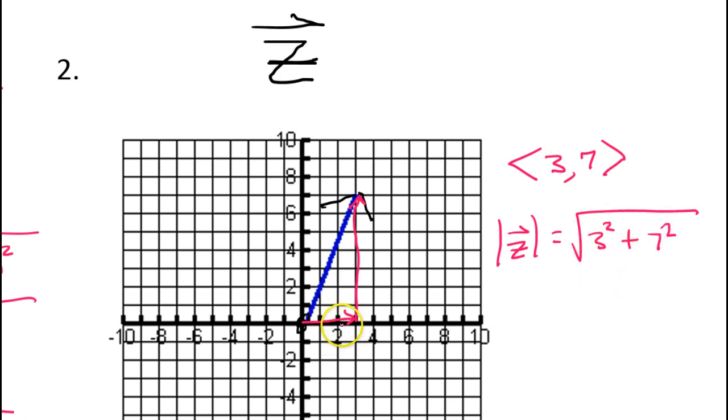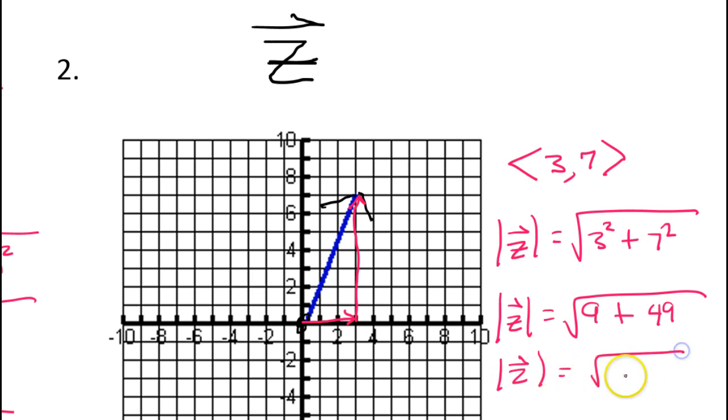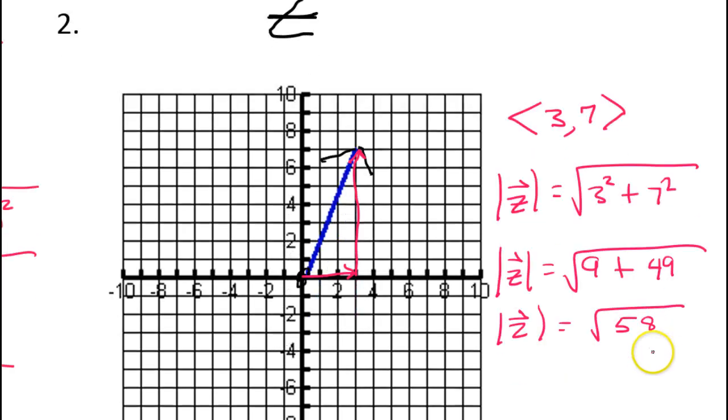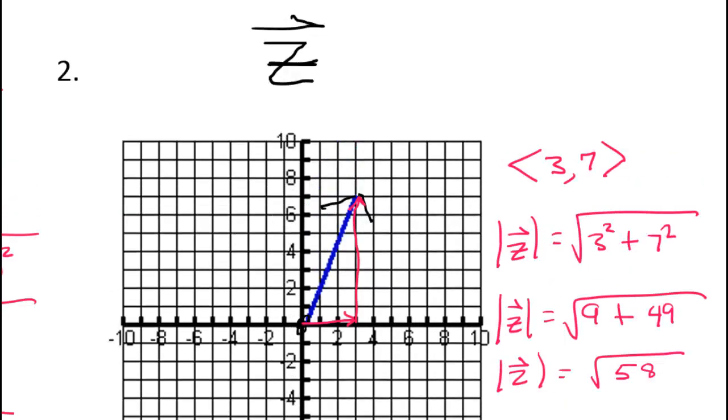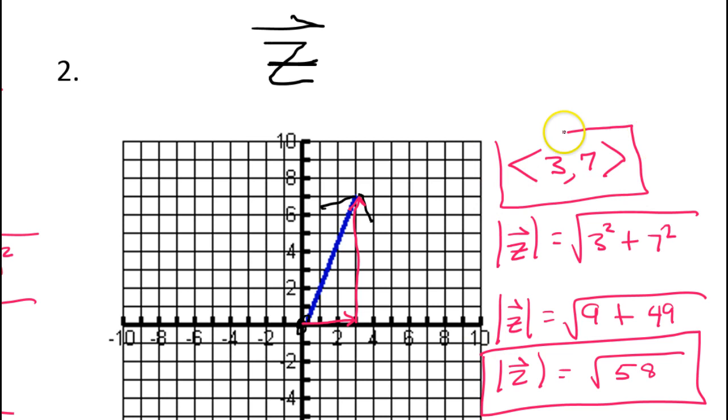Again, it's really just the Pythagorean theorem. So the magnitude of vector z is going to equal the square root of 9 plus 49. So that is the square root of 58. And this doesn't simplify, so that's it. So we have the magnitude and we have the component form.